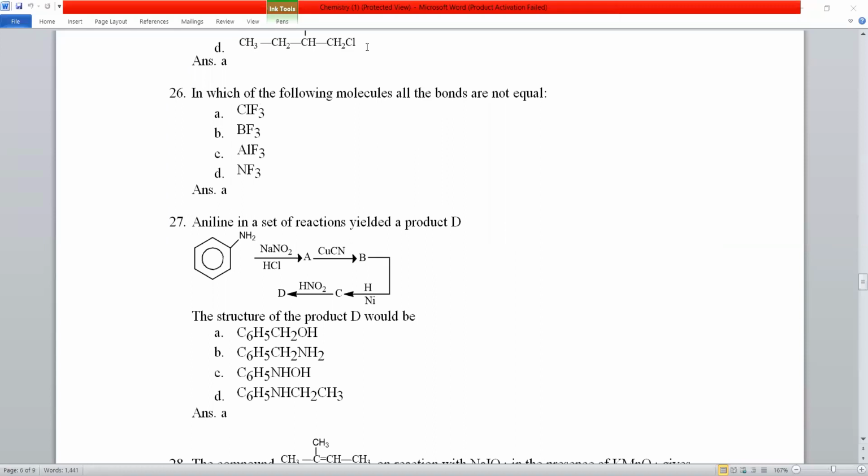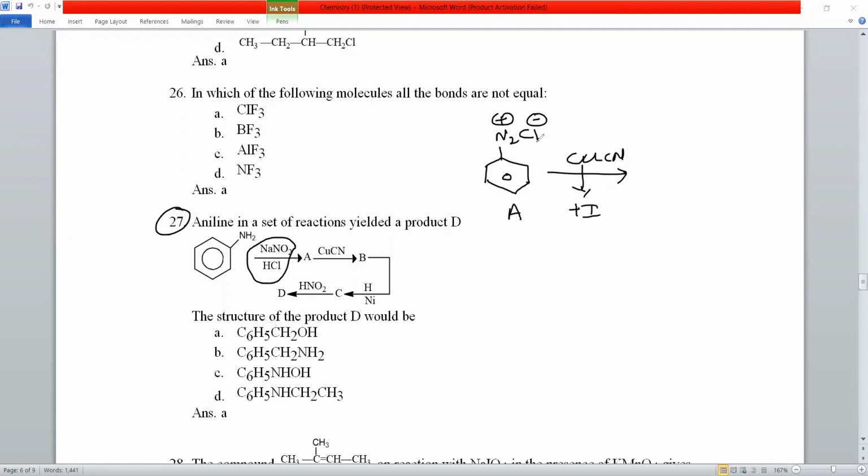Next, question number 27, student. Aniline and a reaction sequence gives a product, they are asking. First reaction, this is a diazotization reaction, right? Aniline on diazotization, what will we get, student? Benzene diazonium chloride salt we will get. So N2 plus and Cl minus, diazotization reaction. So this is the product here. Then again they are treating with CuCl, nothing but copper +1 salts. Sandmeyer reaction, students. Remove this group, aromatic nucleophilic substitution reaction, keep the cyanide group. So this is the product B, student.